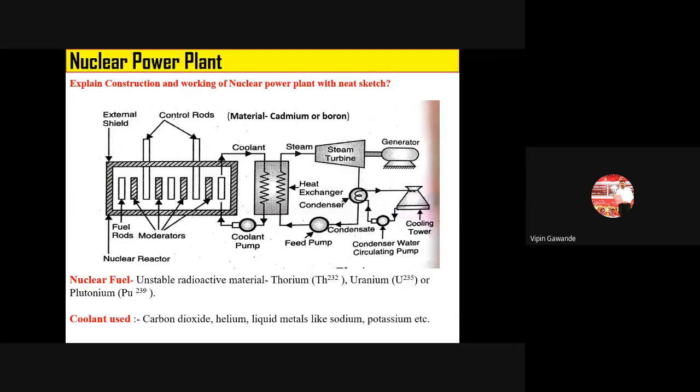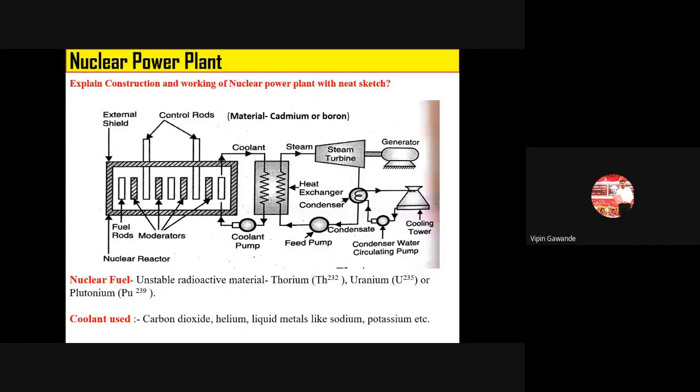Explain the working. I have just explained the working of nuclear power plant. So you now just explain this one. काय काय असतं न्यूक्लिअर पॉवर प्लांट मध्ये सांग. External shield, sir, and कशासाठी असते एक्सटर्नल शील्ड? Control. What is the function of this external shield?